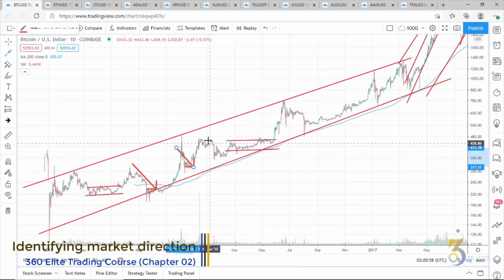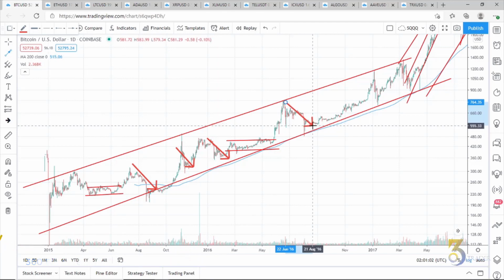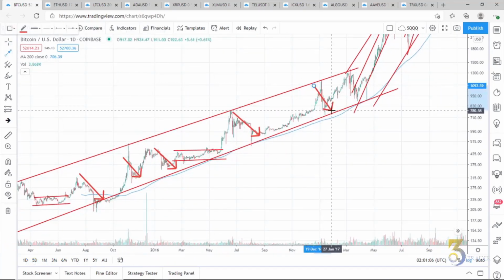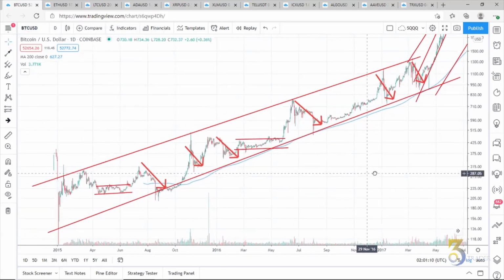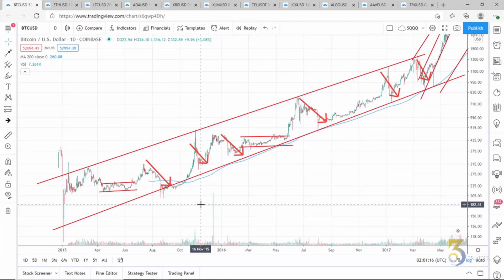Bang. Look at this. Beautiful. Lots of them. These are called pullbacks. Does that mean that the uptrend is done or that they've been violated? No, it does not. They are simply dips in price.